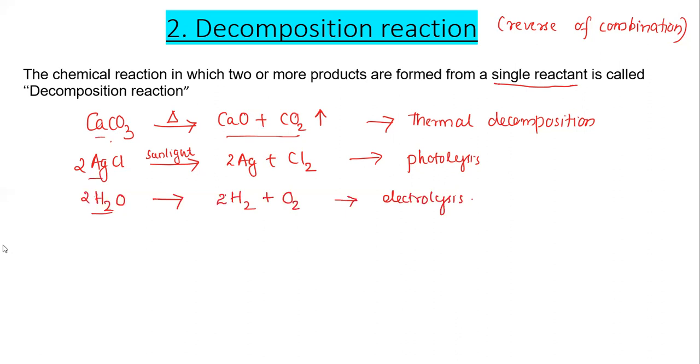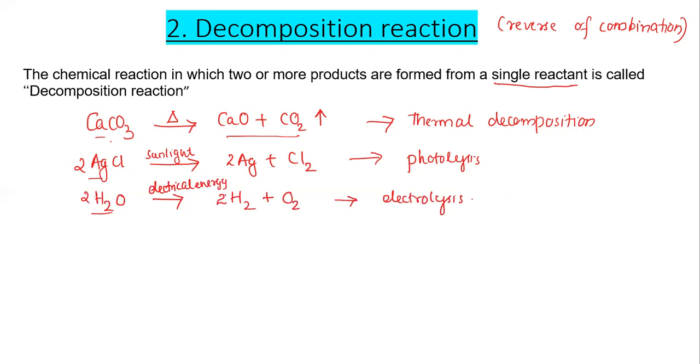For decomposition reaction to take place, we have to give energy. It can be in the form of heat, light, or electrical energy. Here we are passing electricity. Electrical energy is passed. When electricity is passed through water, it will decompose to form hydrogen and oxygen gas will be released. Such type of reaction is called electrolysis, electrolytic decomposition. I hope it is clear to you.